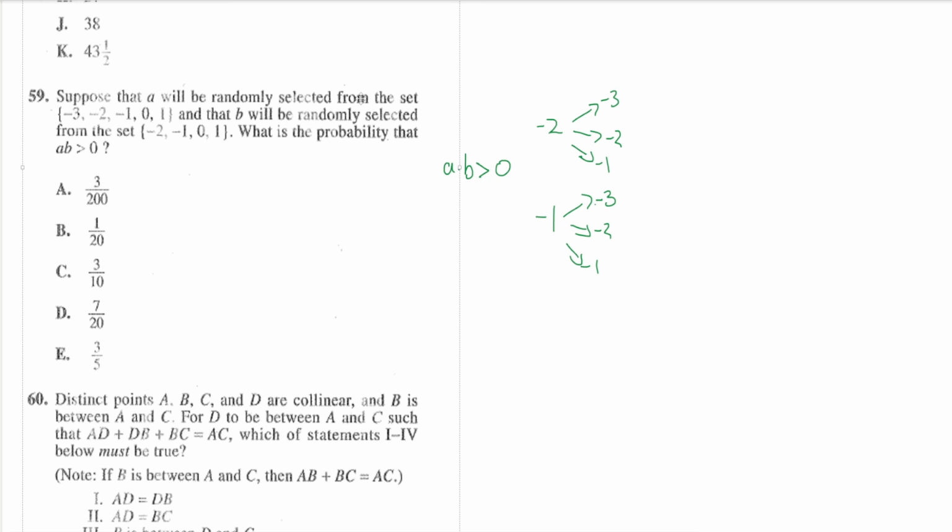And then the total is what? Yeah, 5 options, 4 options, right?